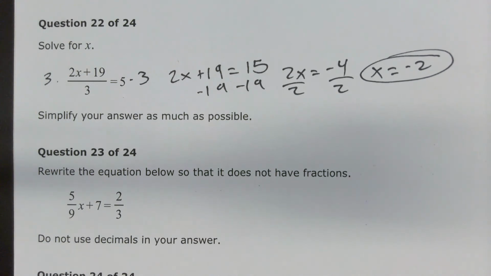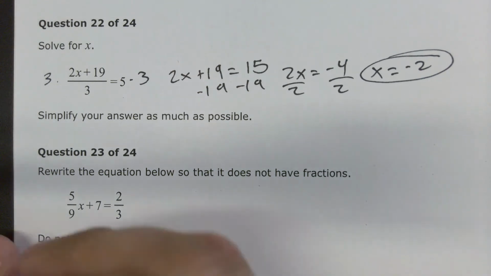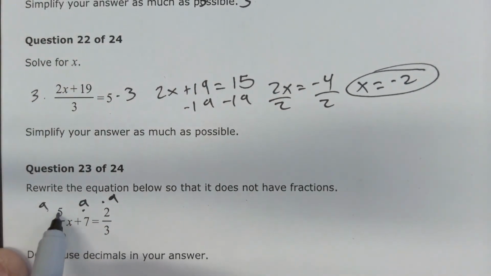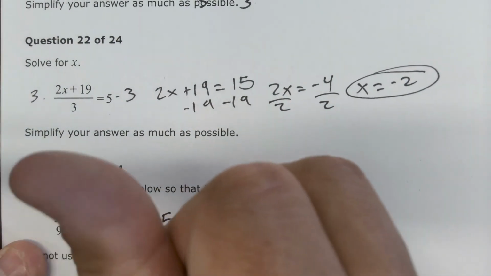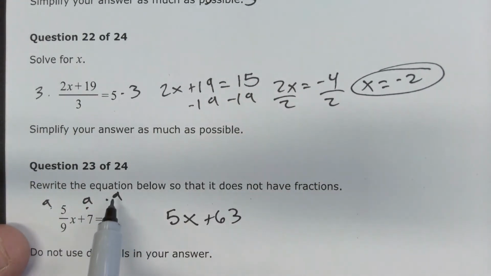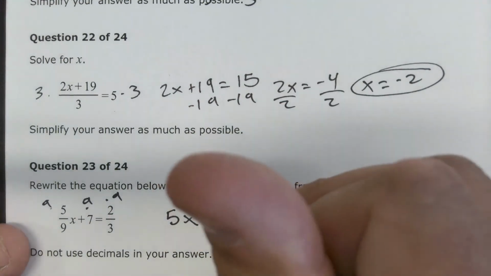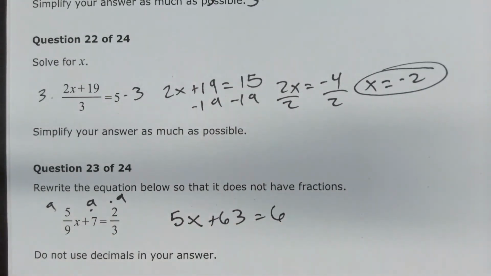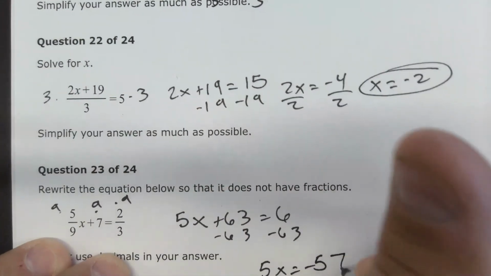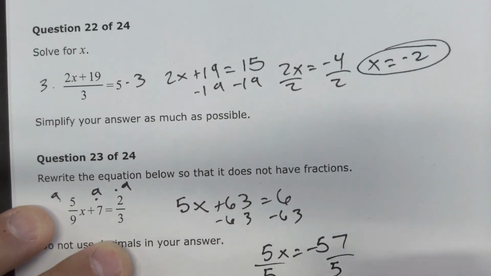What's the common denominator? Someone tell me. 9. So I'm going to times all 3 terms by 9. So I'm going to times this one by 9, this one by 9, and that one by 9. 5 ninths times 9 is 5x. 9 times 7 is 63. 2/3 times 9 is 6. How easy is that problem now? It's a problem we've been doing for the last 5 minutes. We can subtract 63. We have 5x equals negative 57. Then we divide by 5.